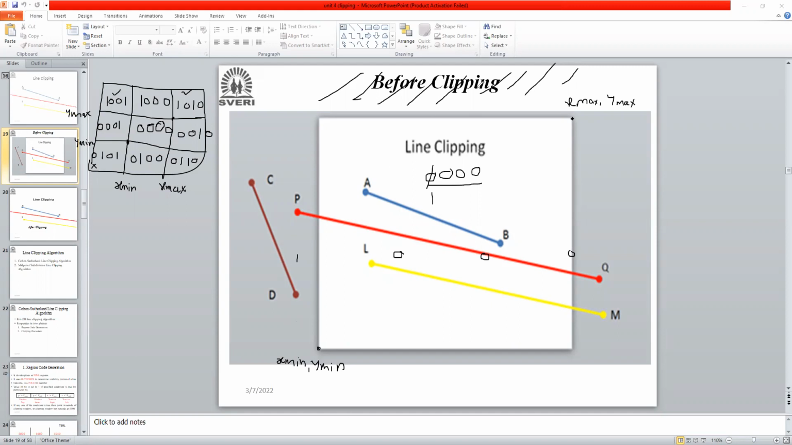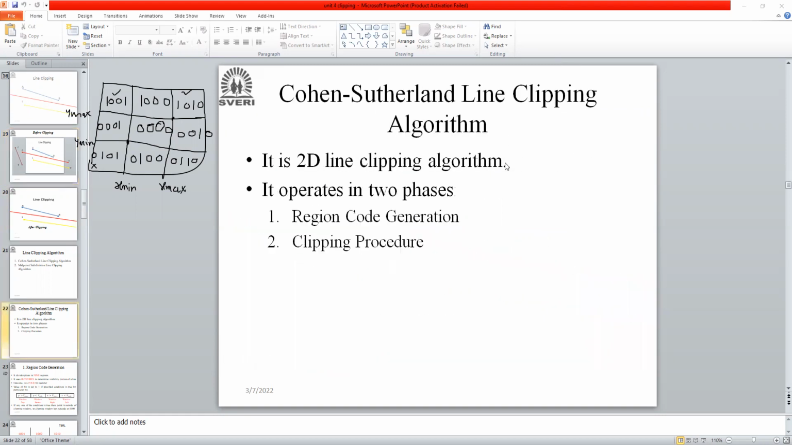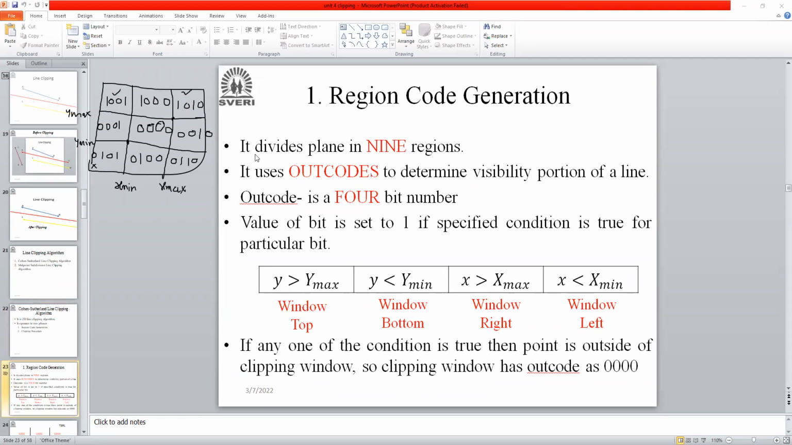So now we will see that slide where it is written in terms of some steps. So the steps of the Cohen-Sutherland line clipping algorithm are region code generation and clipping procedure. So out of that, the first step we have seen now. So region code generation. Let us read it again so that it will be more clear to you.